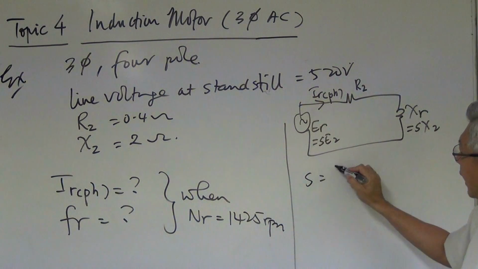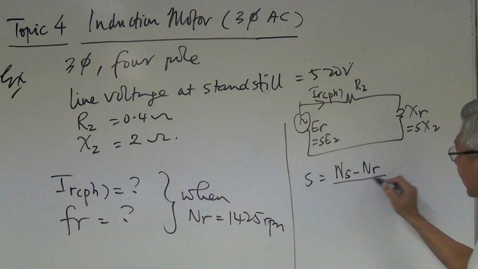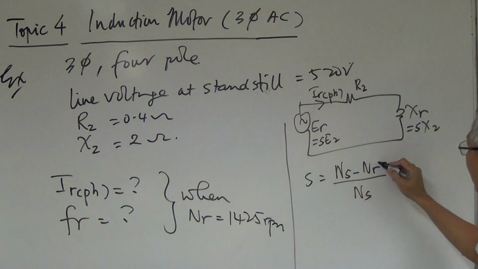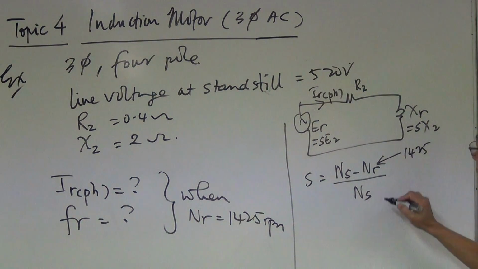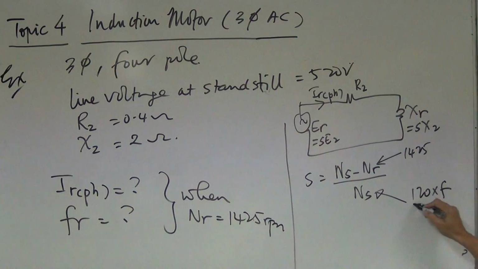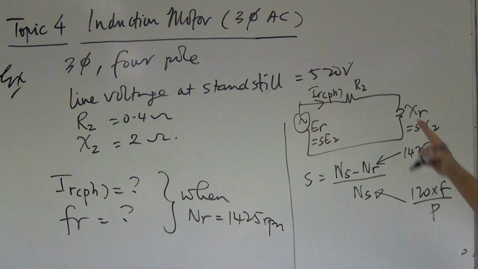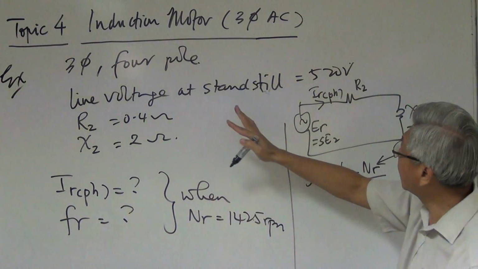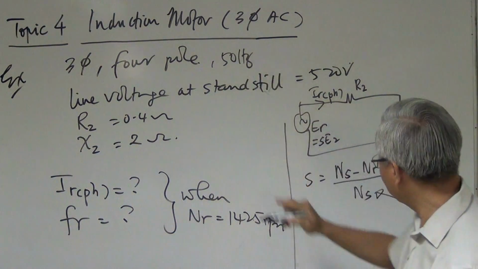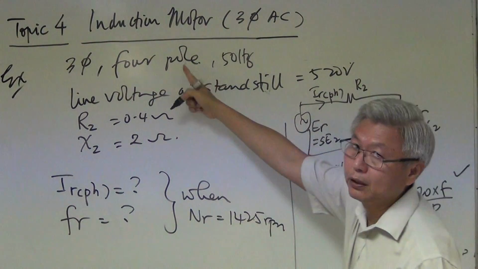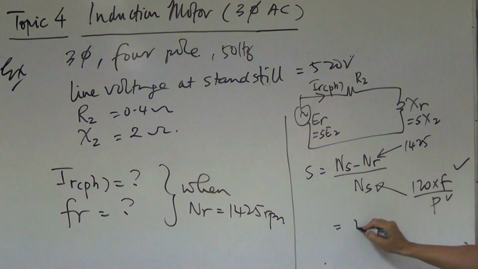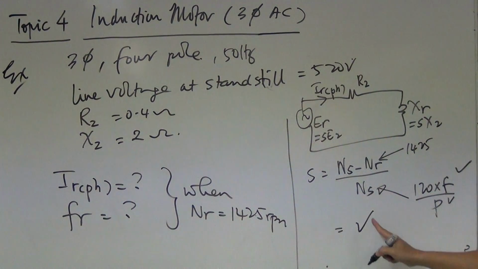Slip is equal to NS minus NR over NS. I'm given NR, 1425. How do I calculate NS? NS is equal to 120 F over P. F is given, it's a 50 Hertz question, and the number of poles is given. So NS can be found, and so slip can be found.